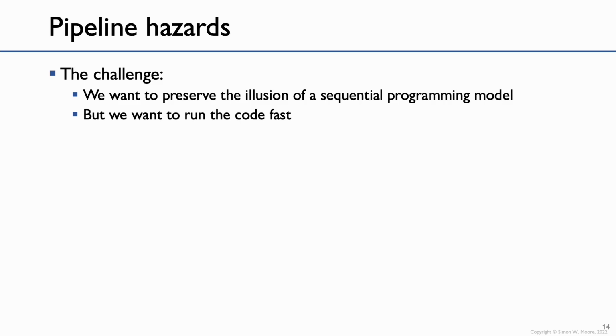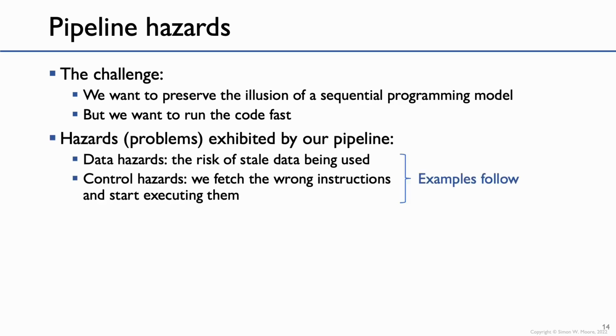So we talked briefly last lecture about hazards, and let's look in more detail. So just a reminder, the challenge here is that we want to preserve the illusion of a sequential programming model, but we want to run the code as fast as we can. So the hazards, if you like, the problems exhibited by our pipeline are data hazards, so the risk of stale data being used, and control hazards, i.e. we fetch the wrong instructions and start executing them.